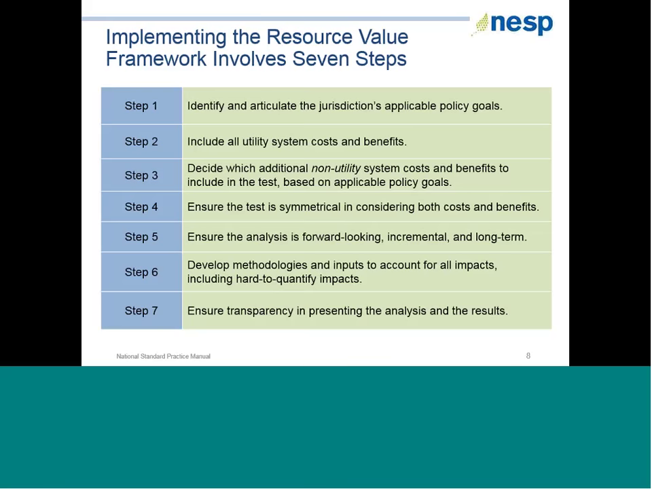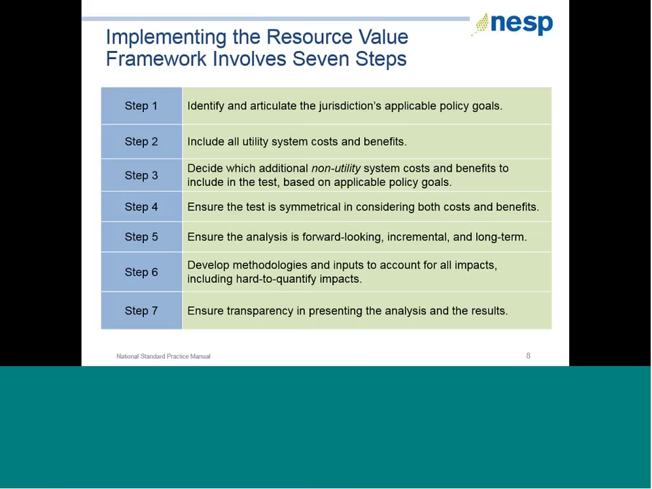The idea here is the first step is to identify and articulate the applicable policy goals, and that's hugely important because it then has ramifications for the several steps later on. Step 2 is to include all utility system costs and benefits, and behind that is the notion that the utility system costs and benefits should be included in any test. No matter which one you choose, how you shape them, those are like the foundation. And so that should be where you start, and make sure that you have them all.